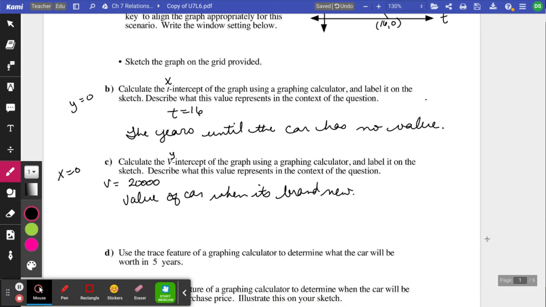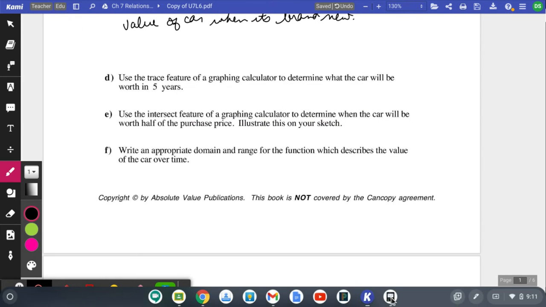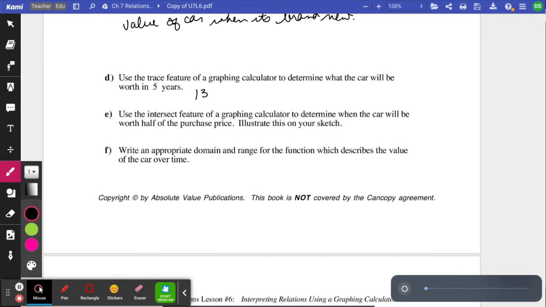Then it says, use the trace feature of a graphing calculator to determine the value of the car, what it'll be worth in 5 years. In 5 years, is that the V or the T? T. How do you say T is 5? Trace 5. That's the X. Hit enter. 13,750.